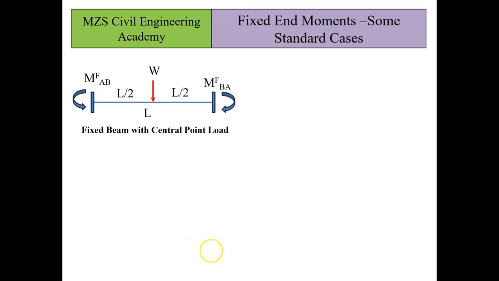The moment at A will be equal to minus WL by 8, where I'm going to write it as MF A to B. F stands for fixed, and A to B stands for the joint where I am going to measure the moment and the direction in which I am going to move. So I am looking from A towards B. That's why I am writing it as A to B. Hope you will remember this for the other cases. I will not repeat this for further cases.